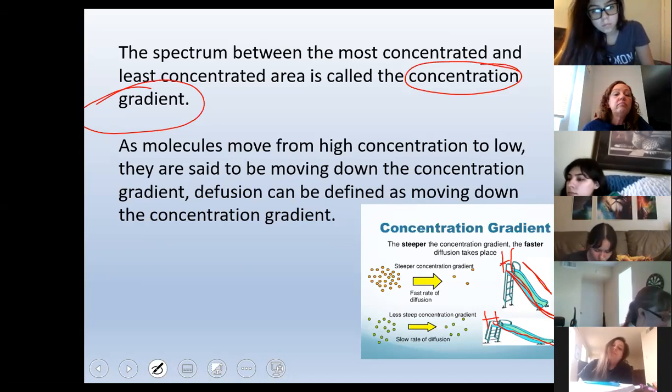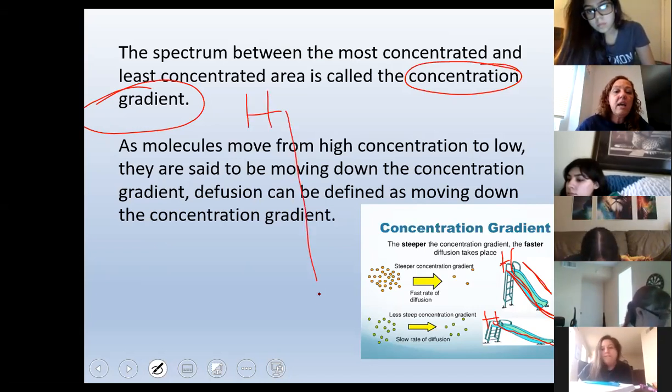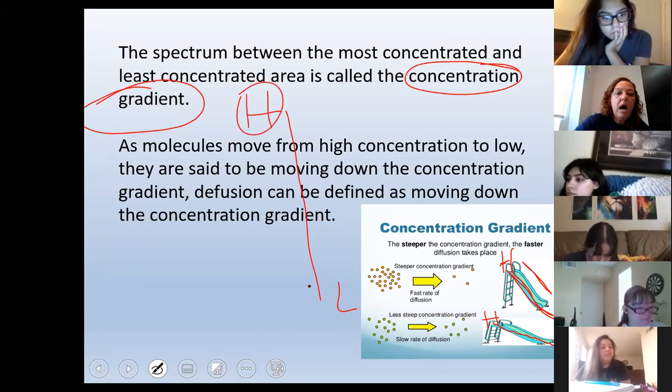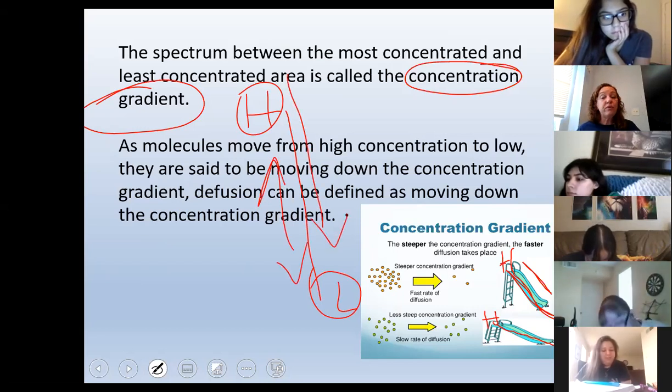And think of a slide. The greater the distance, so if here's my high and here's my low, my goodness, that's going to be the fastest of them all, because I have a huge difference between my high and my low. So the greater the difference between these two, the faster things are going to move.